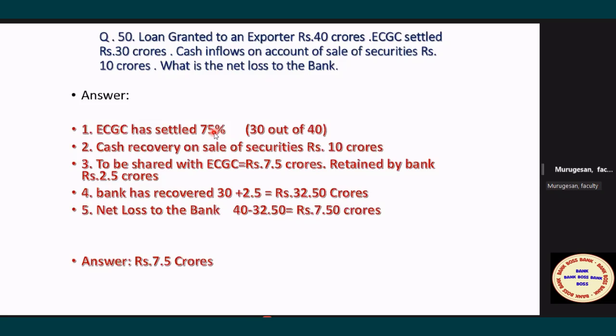ECGC settled how much? 75% of your loan they have settled. So 75% they have participated in our loss. When the recovery is there, the same ratio they should get back. The bank is bearing the loss of 25%, ECGC is bearing the loss of 75%. That is why they have settled. That's the purpose of ECGC, otherwise why would you go to ECGC?